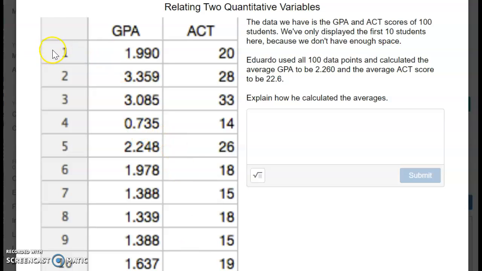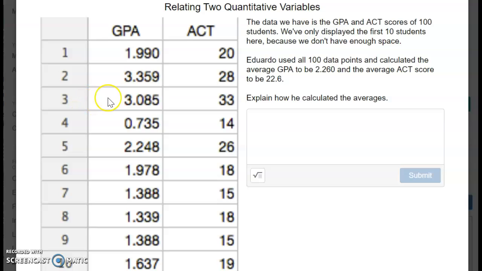So this tells me student 1 had the GPA of 1.990. That means on average he got C, close to 2, maybe some couple of D's. ACT, he scored 20, and it's out of 36 is my belief. So that means he did 20 out of 36. For the second student, his GPA was much higher, 3.359. That means he's getting like A's and B's in his classes. And ACT, he scored 28 out of 36. Okay, and so on and so forth.